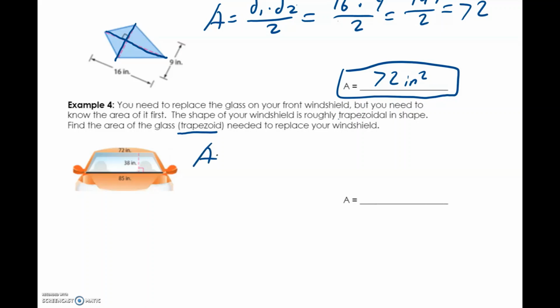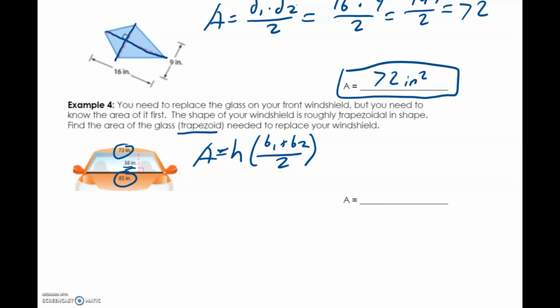If I look at my sheet, area is going to equal the height times b1 plus b2 divided by 2, or in other words, base 1 plus base 2 divided by 2. And really all you're doing in this case is taking the average of these bases, the bases being the parallel sides in that trapezoid, because you're adding two things together and then dividing by 2. So you find the average of those lengths, and then you multiply it by the height.